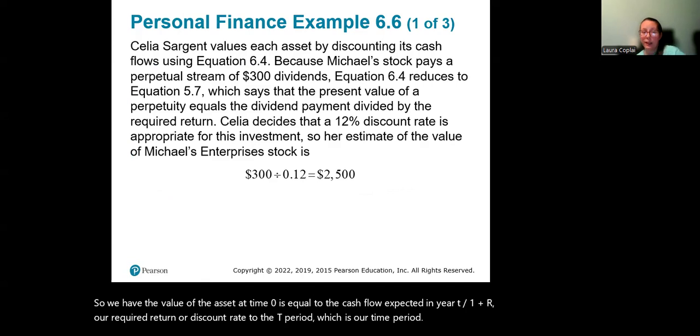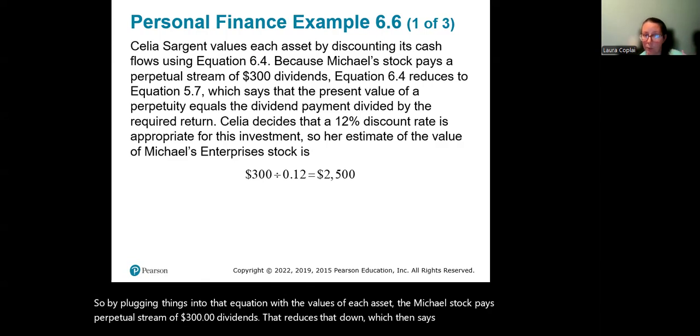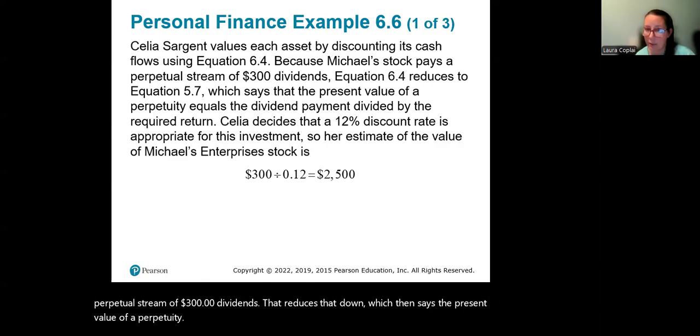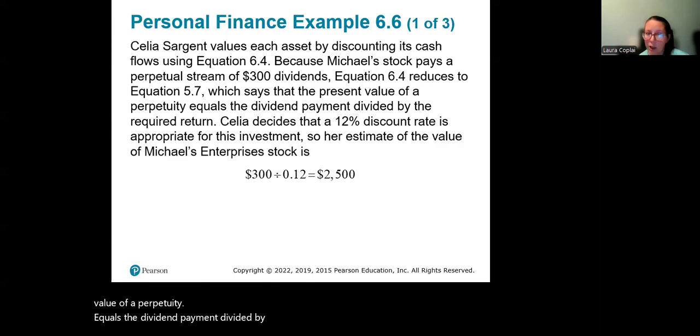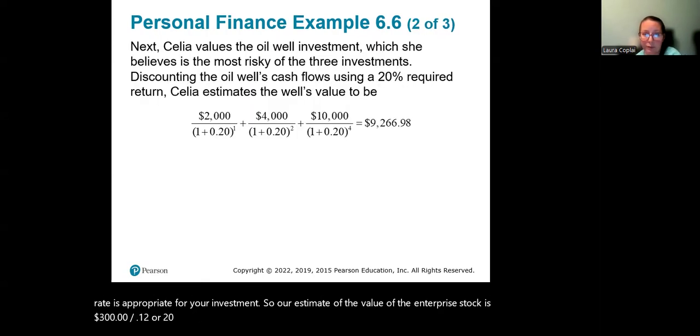So by plugging things into that equation with the values of each asset, the Michael stock pays a perpetual stream of $300 dividends. That reduces down to the present value of a perpetuity equals the dividend payment divided by the required return. So she decides that a 12% discount rate is appropriate for the investment. So our estimate of the value of the enterprise stock is $300 divided by 0.12, or 2,500.